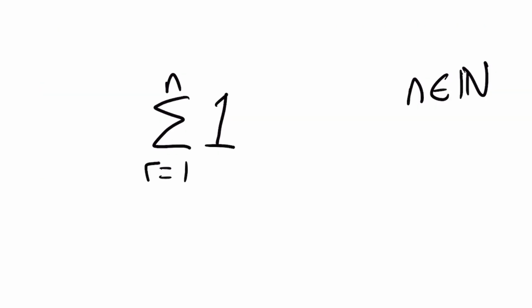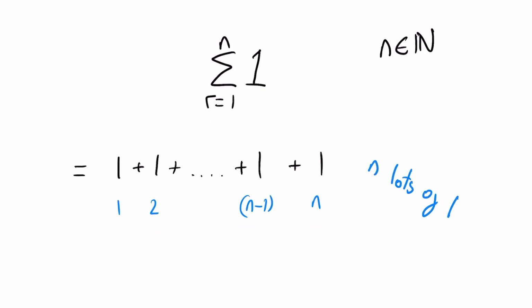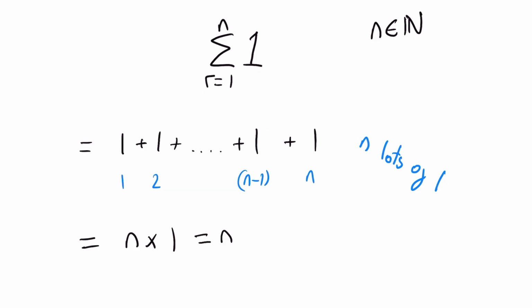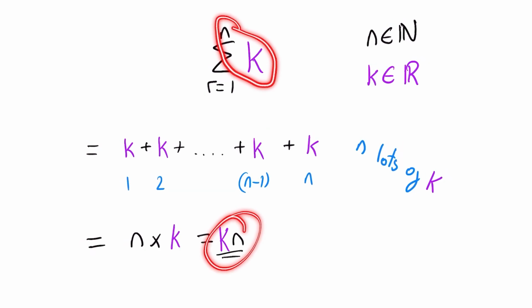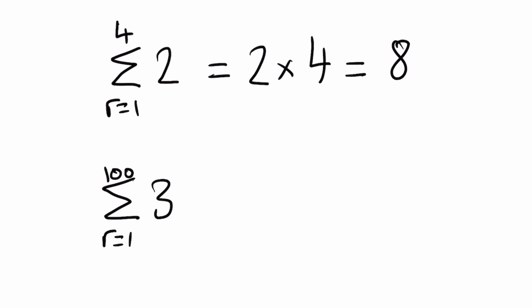Okay, with this there's no r to substitute in, so each term is just 1. You could think of it as 0r plus 1. So we have n lots of 1, or in other words, n times 1, so the sum is n. You can replace 1 with any constant and the same logic applies. It's just the constant times the top number. So the sum from 1 to 4 of 2 is just 2 times 4, so 8. Or the sum from 1 to 100 of 3, that's just 3 times 100, so 300.